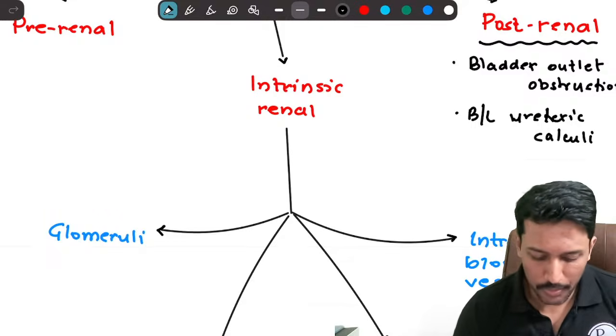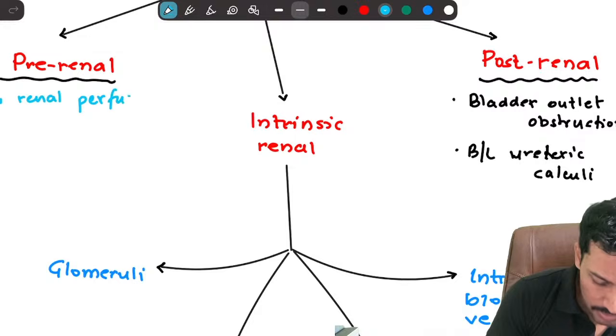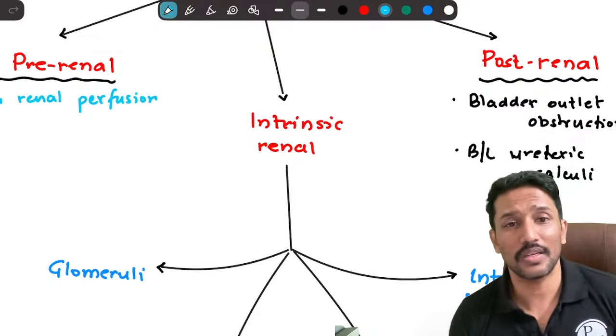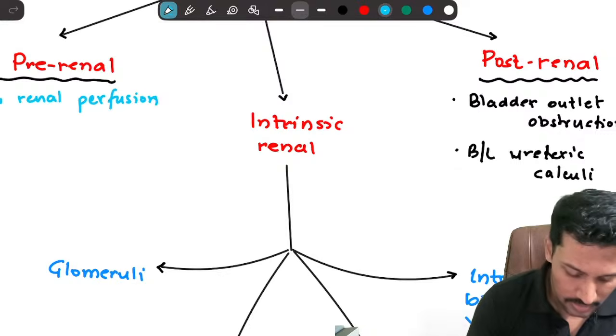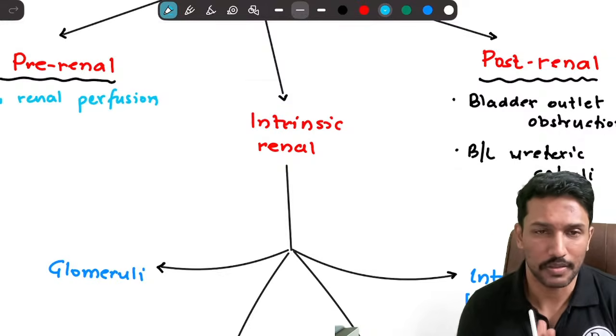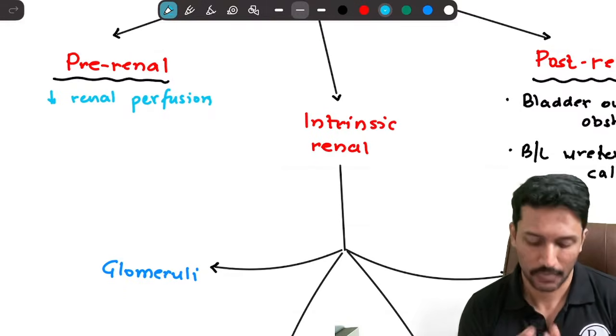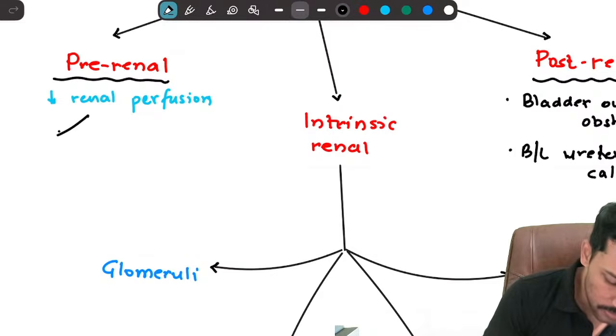Now let's talk about the pre-renal. Pre-renal refers to decreased renal perfusion. So if the blood itself is not coming in sufficient quantities to the kidney, then how will the kidneys be able to filter the urea, creatinine, and other metabolic waste out from the blood? Now, in what circumstances does the renal perfusion decrease? The renal perfusion can be decreased due to decreased cardiac output. That's one cause.